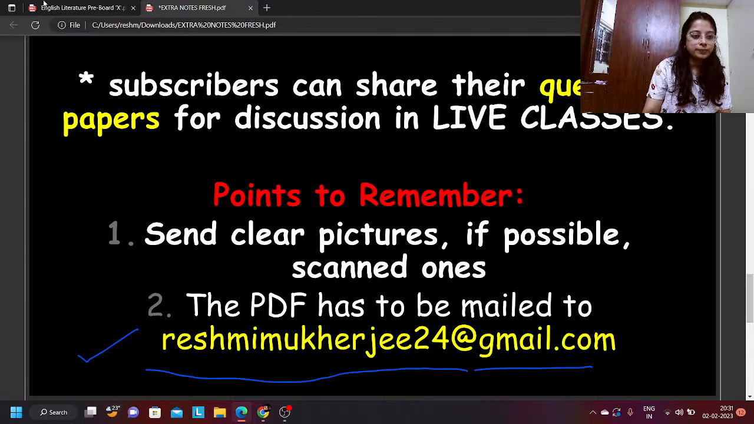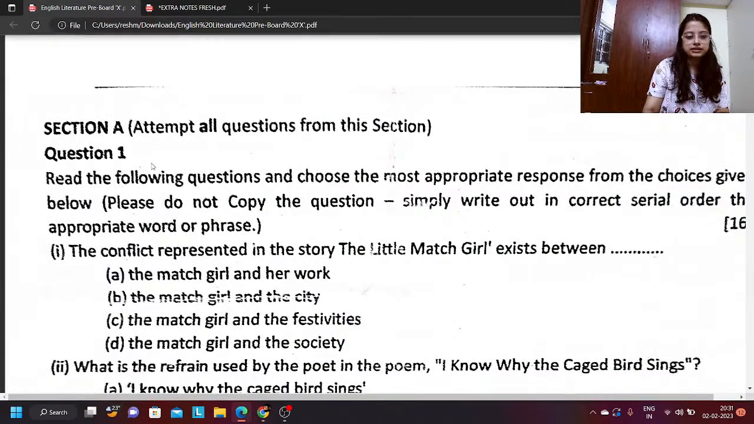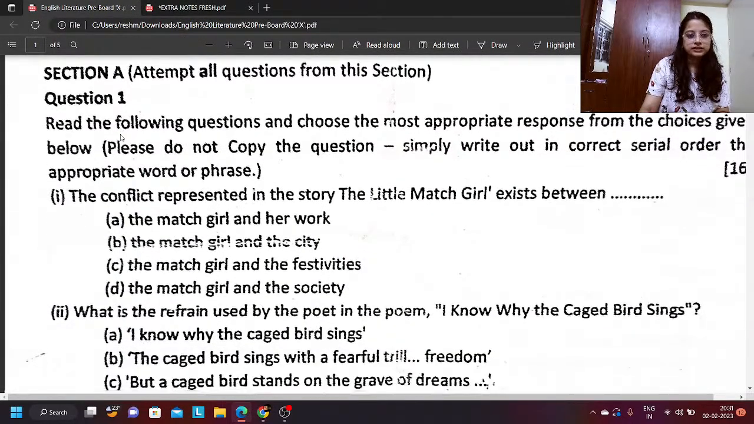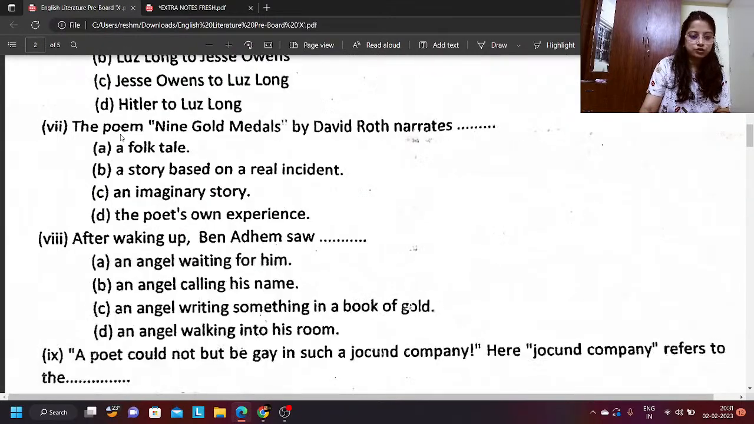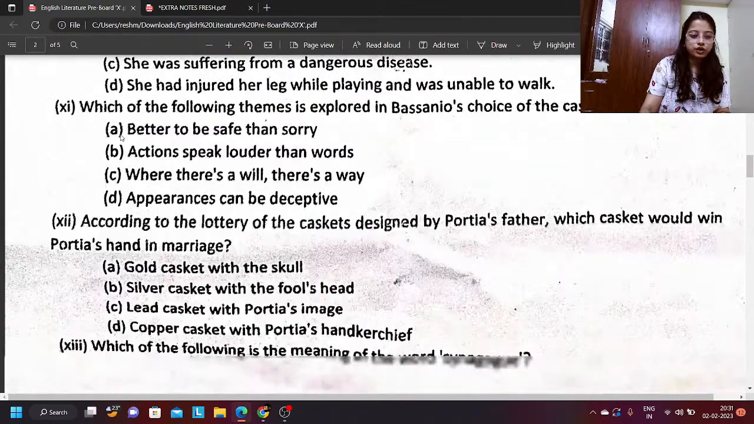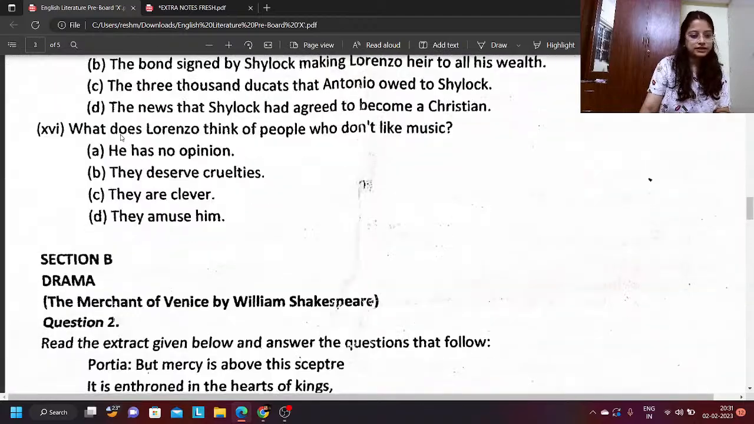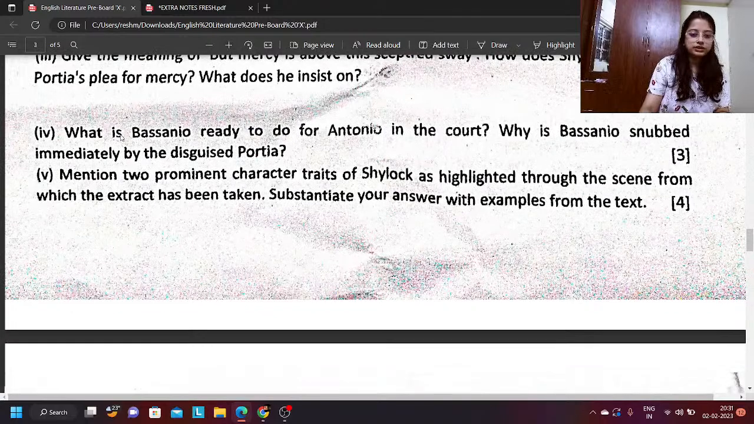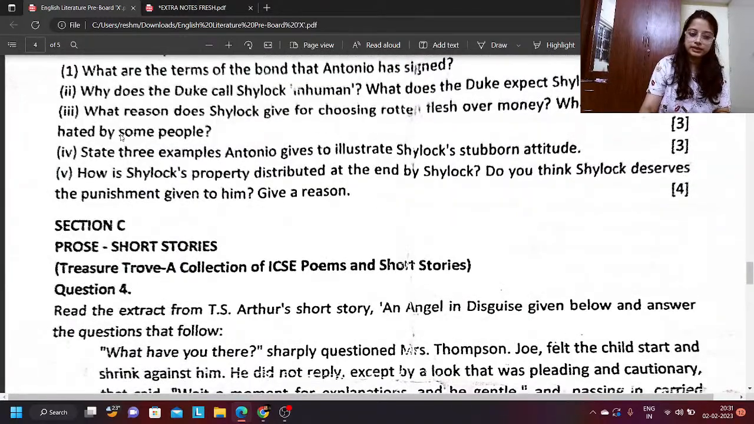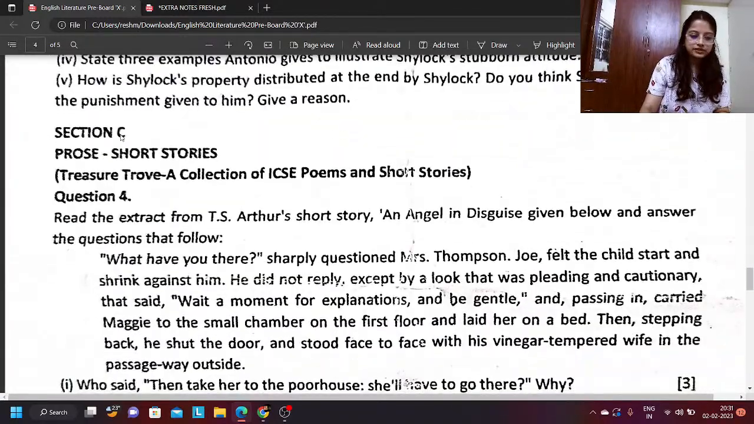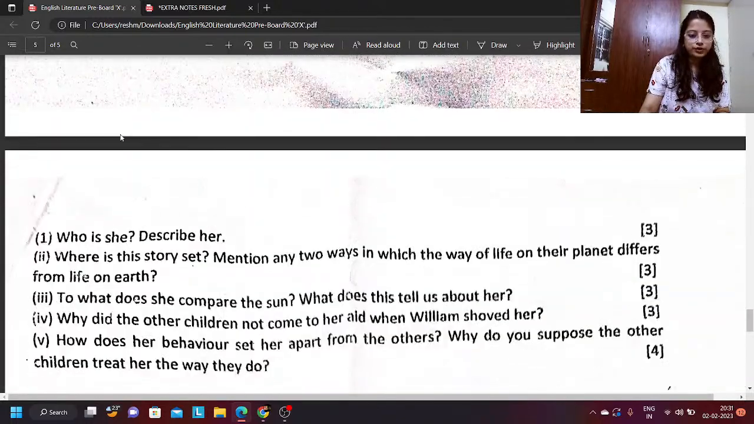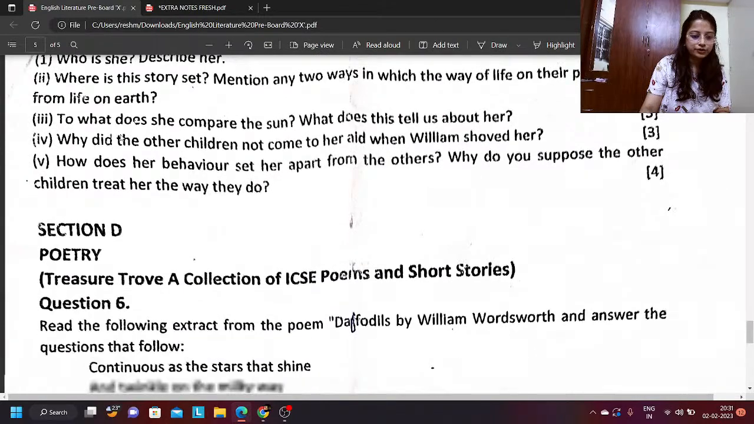Let's begin with our topic. For the last three classes, we were discussing this paper. First, we discussed the MCQ part of this paper. Then we moved on to the Merchant of Venice part, section B drama part. You will get the answers of all these, subjective or objective. Short stories also we have discussed. And last, we have come to the poetry part. Today we will be discussing the poetry part.